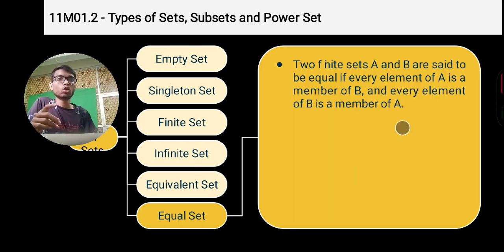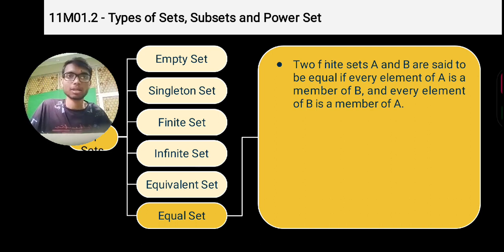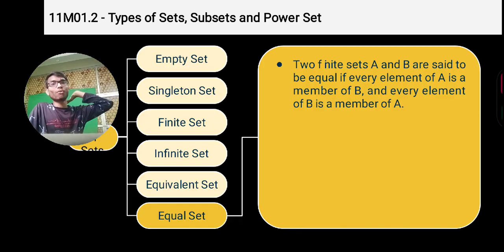Two finite sets A and B are said to be equal if every element of A is a member of B, and every element of B is also a member of A. If all elements of one set are also in the other set, they will be equal sets.